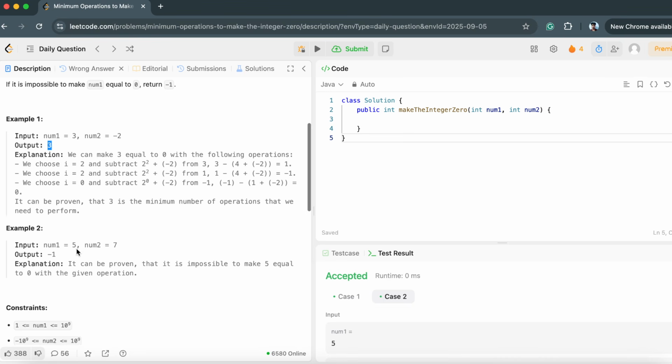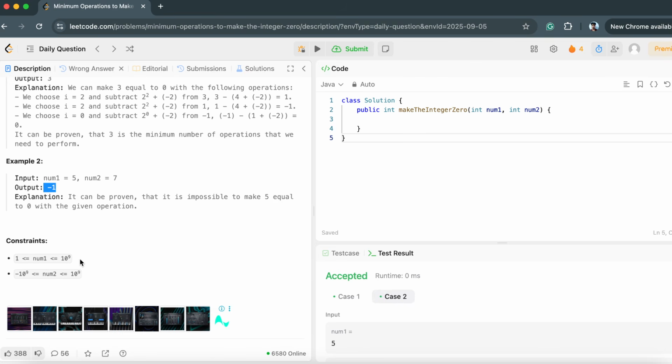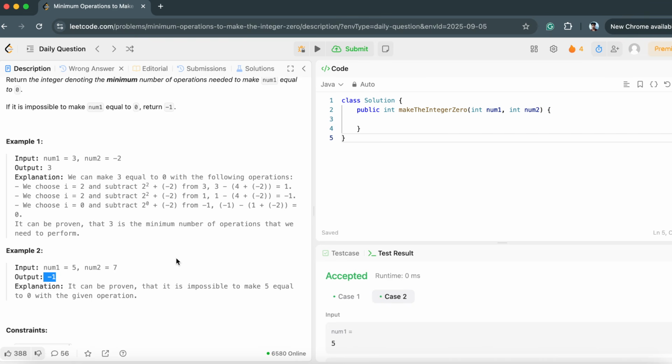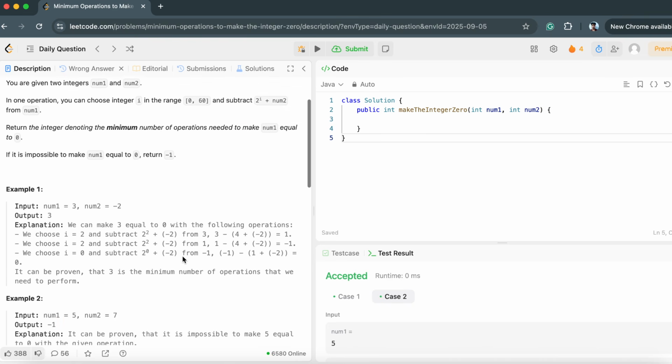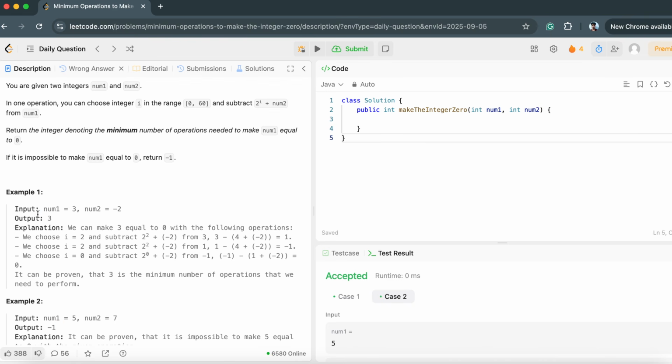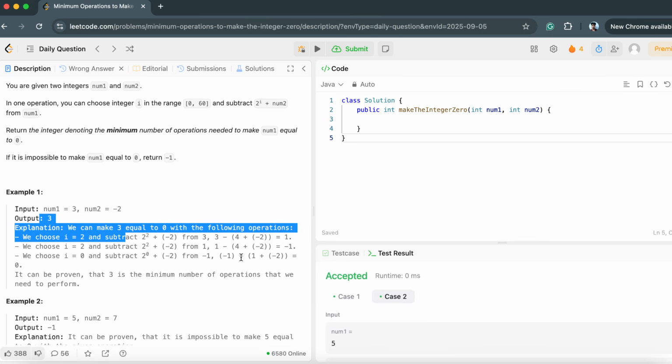In the next example, it is not possible to make num1 equal to 0, so we have to return -1. The constraints are that num1 goes all the way up to 10 to the power of 9, and num2 also goes up to 10 to the power of 9. So I guess the question is pretty much clear. Let me pick the same example and try to explain how we can solve this one.